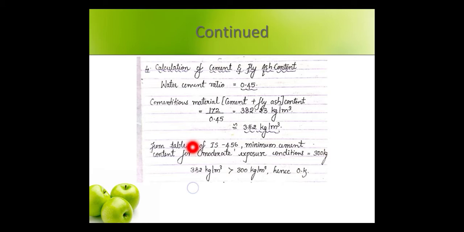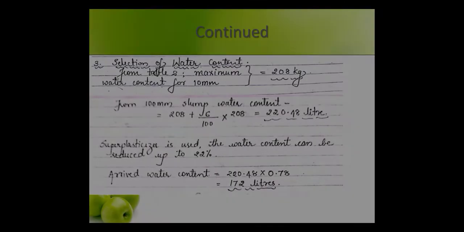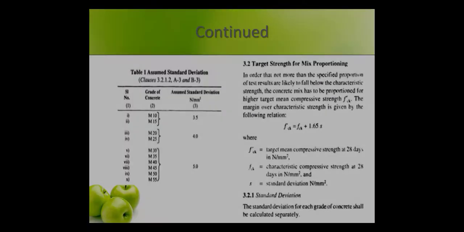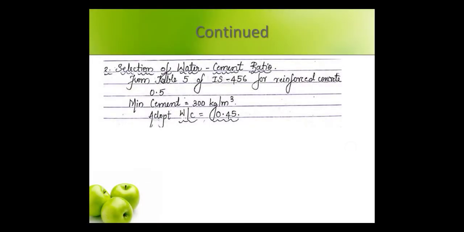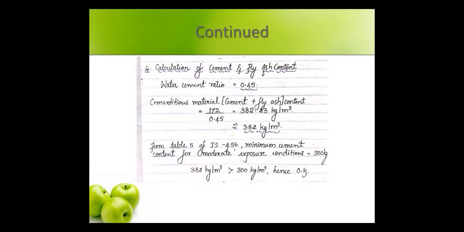Next, the fourth one is calculation of cement and fly ash content. They have told that fly ash is used instead of cement, so you can reduce the cement content by using fly ash. The fly ash used is 20% maximum. So we need to reduce the cement content by 20%. The water cement ratio is 0.45.